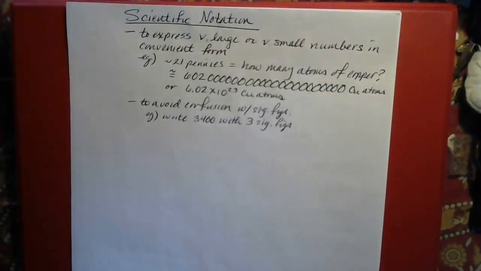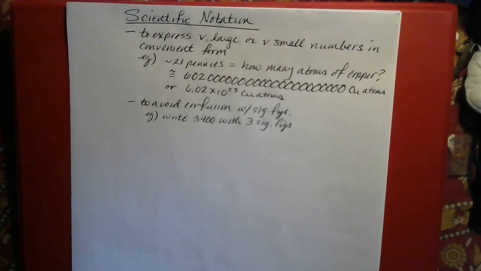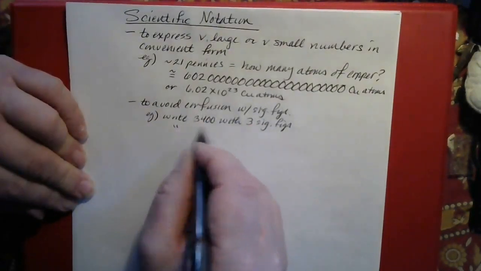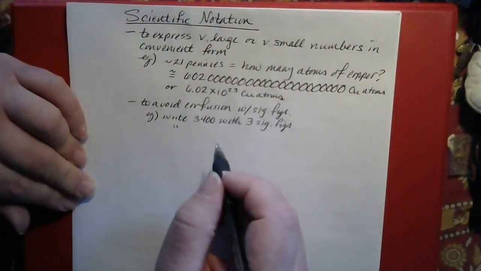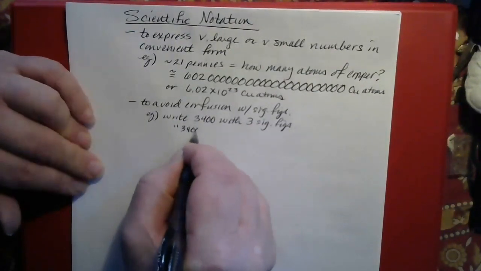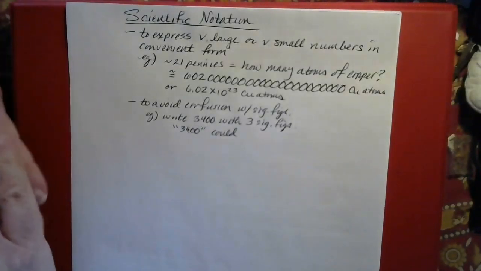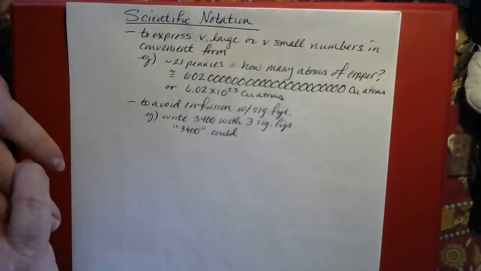So suppose the answer to a calculation is 3,400, but you're only allowed to use 3 significant figures. How do you do it? How do you write that answer with only 3 significant figures? In the decimal form like this, you really can't, because with no decimal point at the end, it's ambiguous.